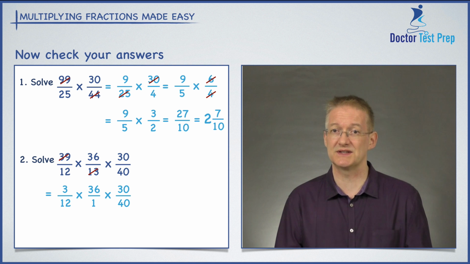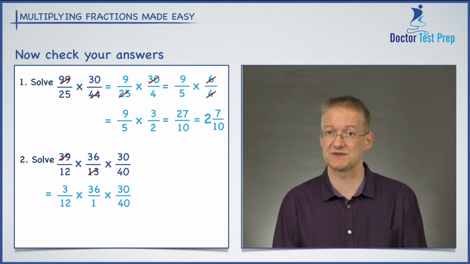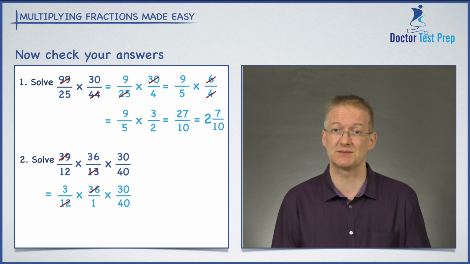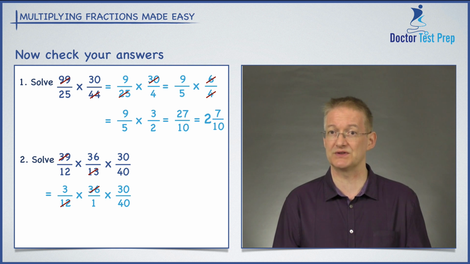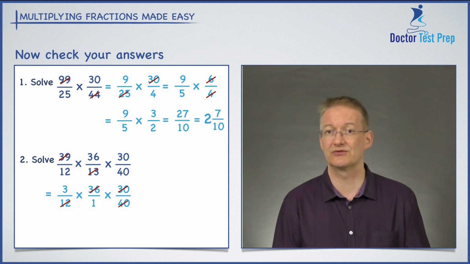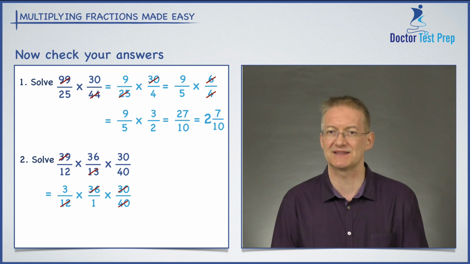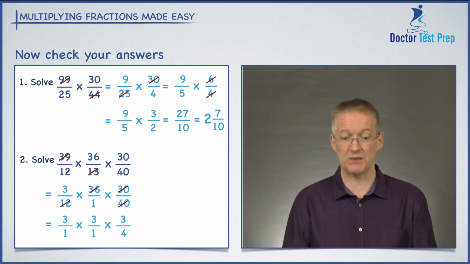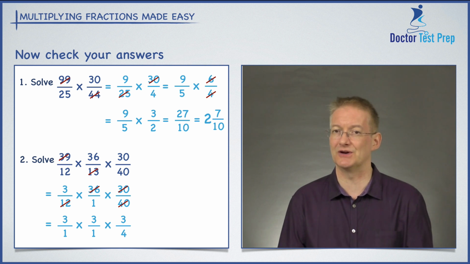Now the next thing I noticed is that 12 goes into 36 exactly 3 times. So I can replace the 12 by a 1 and I can replace the 36 by a 3. And I also noticed that 30 and 40 reduce as well. So I can cross off the zeros from the 30 and the 40. It's the equivalent of dividing by 10. So that's going to leave me with 3 over 1 times 3 over 1 times 3 over 4.